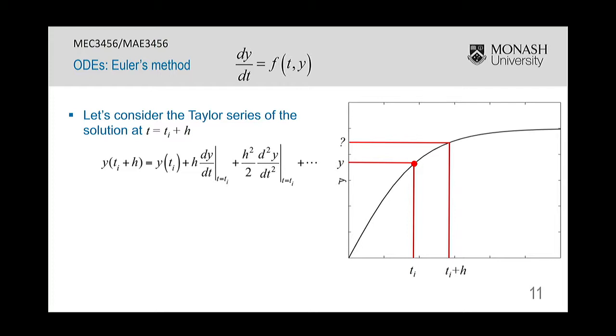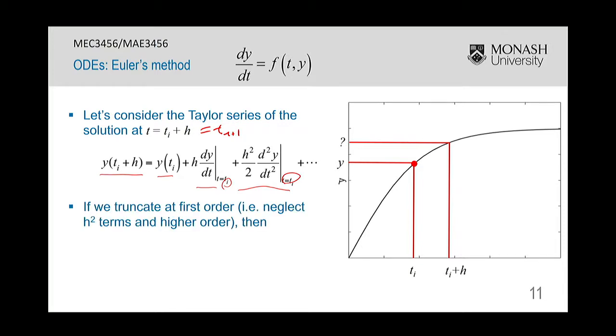So let's consider the Taylor series of the solution at t equal to ti plus h, or equivalently ti+1. So y of ti plus h is equal to y of ti, plus h dy/dt evaluated at ti, plus h squared on 2 d squared y/dt squared evaluated at ti, plus higher order terms. That's the standard Taylor series. You absolutely need to know that off by heart.